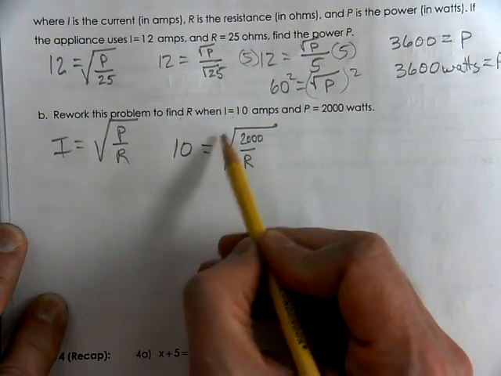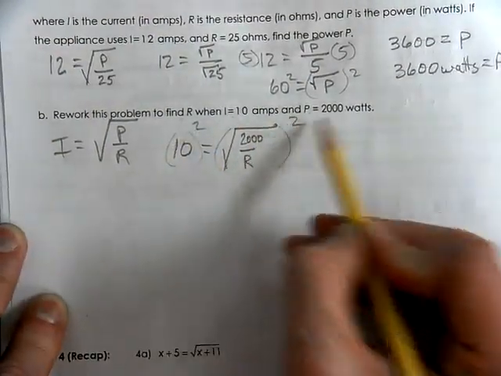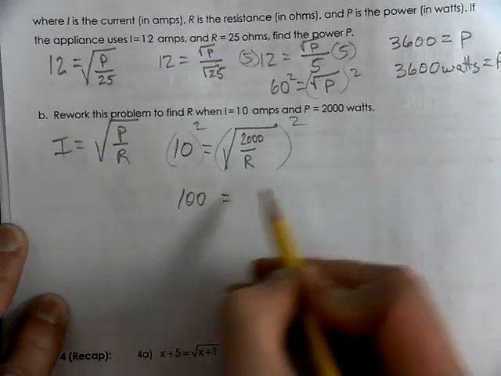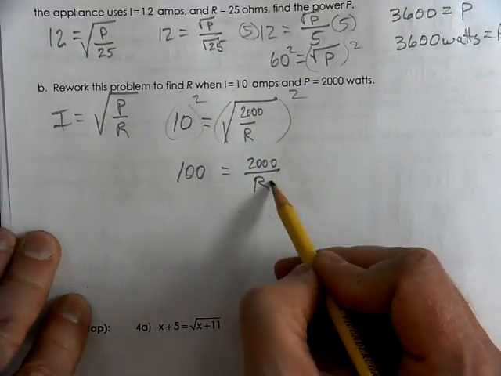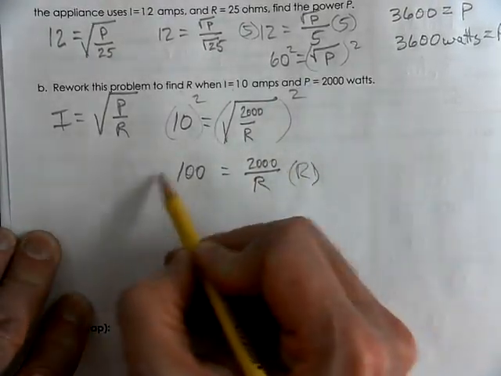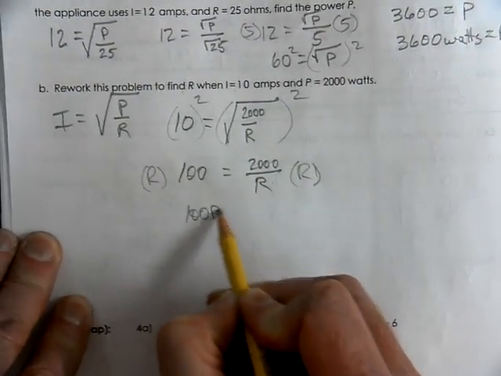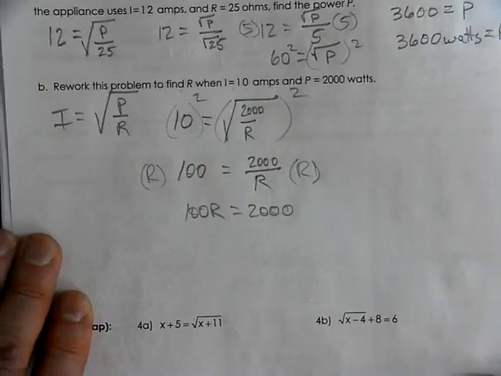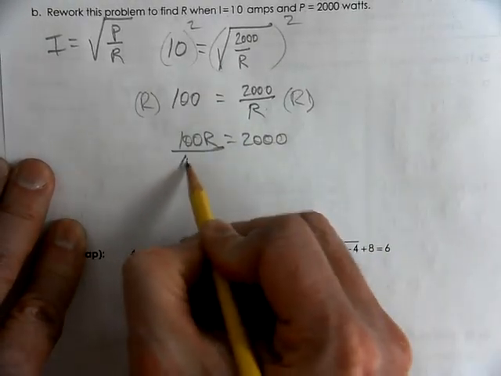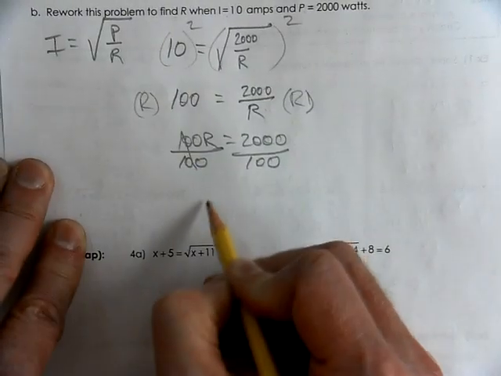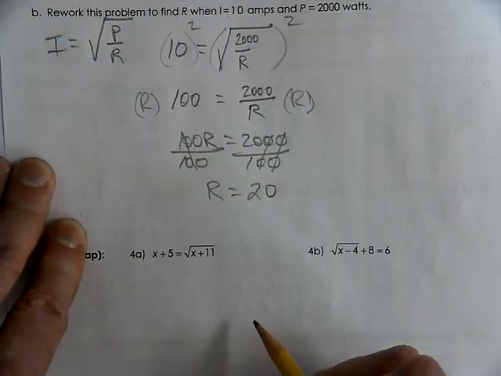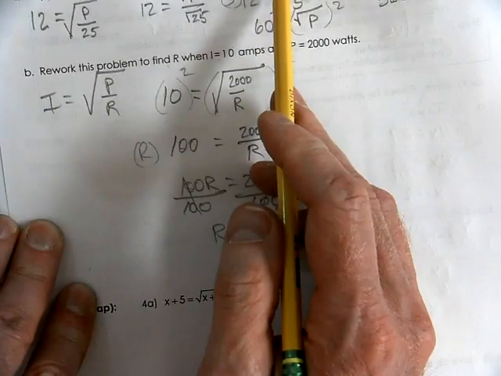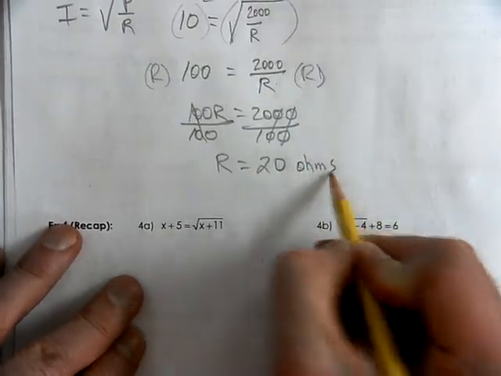Now in this case, I'm going to square both sides. That's always an option. You got 100 equals 2,000 over R. Multiply by R to both sides. That gives you 100 R equals 2,000. And then we can divide by the 100. You don't even need a calculator because the zeros cross off. And we get 20. R is 20 ohms.